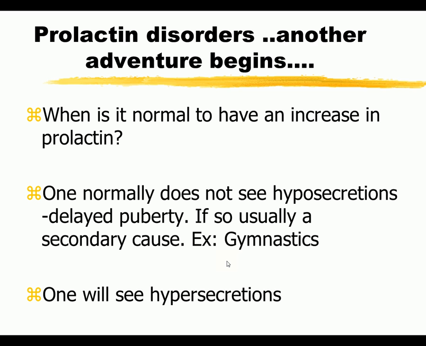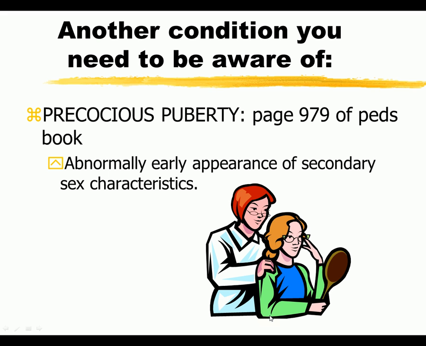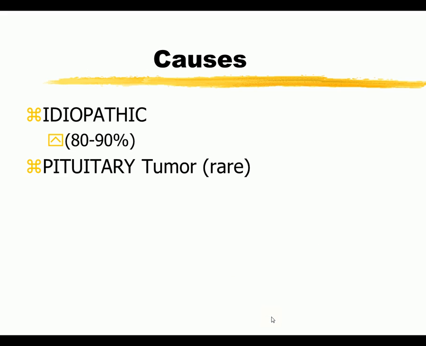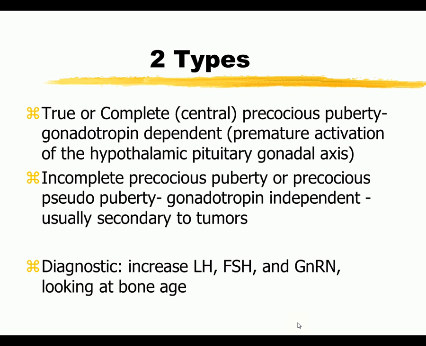One will usually see hypersecretions, and hypersecretions are related to tumors. So the main one we're going to be talking about is precocious puberty. Now, precocious puberty is on page 979 in your Peds book, and this is an abnormally early appearance of secondary sex characteristics. In other words, you're right before your time. Causes are idiopathic, which means we do not have a clue, for about 80 to 90%, and then a tumor, which is quite rare.